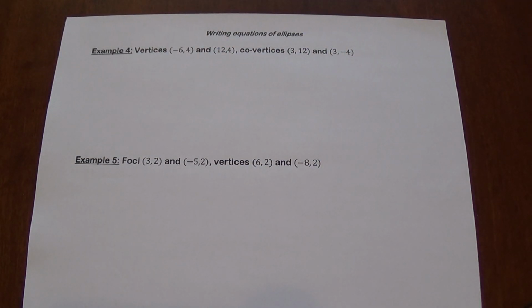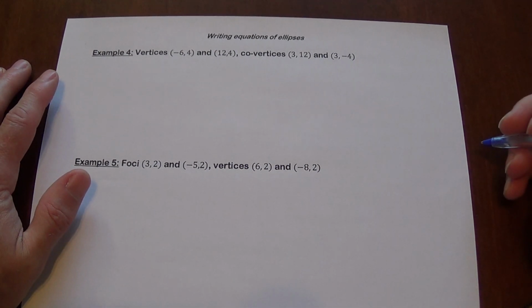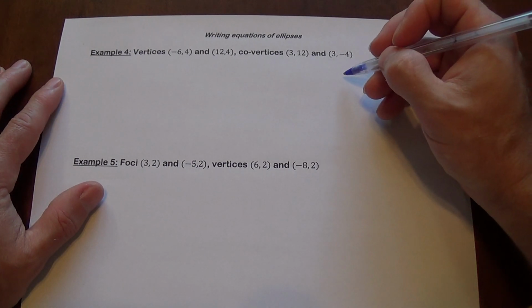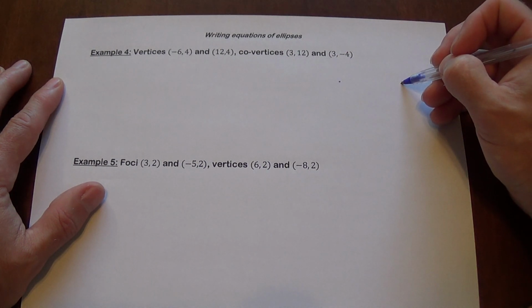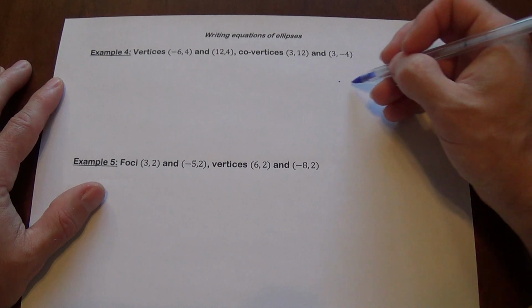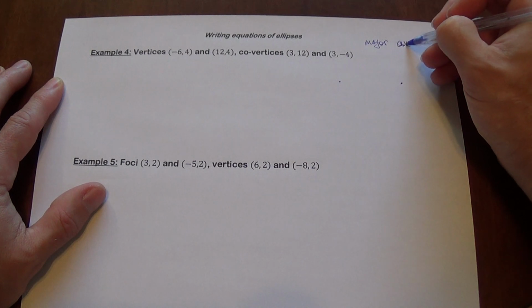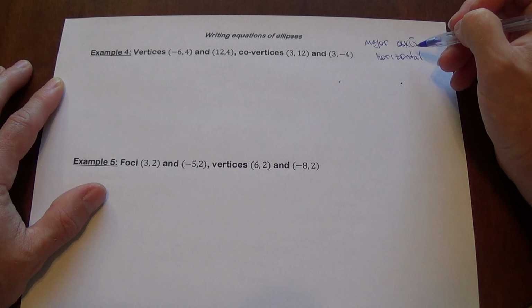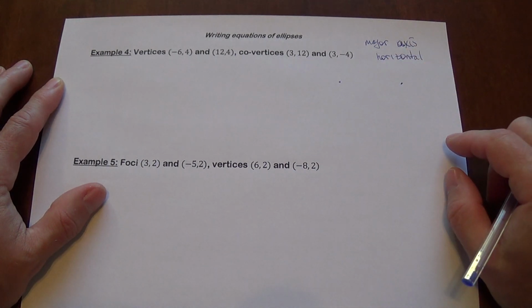Something a little different. So now we have no vertex given to us, but we have vertices and co-vertices. The first thing that I always recommend with this problem is to sketch it so you can get an idea of where everything is located. So we have vertices at negative 6, 4 and 12, 4. So it's horizontal, so the major axis is going to be horizontal, right? So the midpoint between these two is going to be where the center is located.